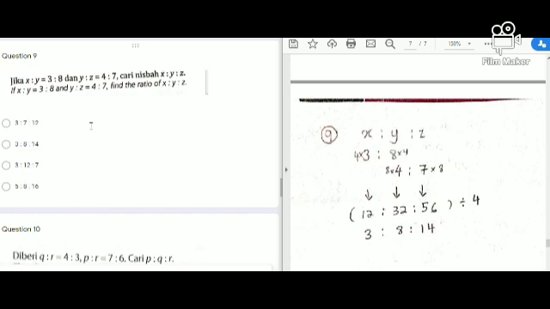Next question will be question number 9. If x ratio y is equal to 3 ratio 8 and y ratio z is equal to 4 ratio 7, find the ratio of x ratio y ratio z.